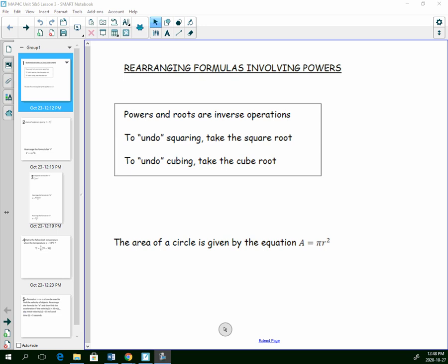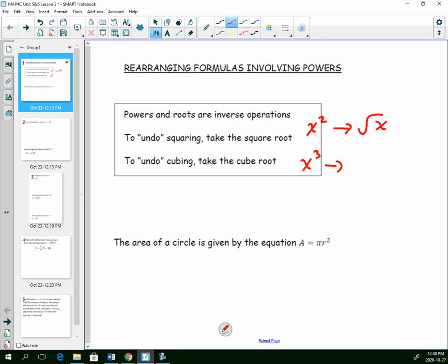Okay, so continuing on with rearranging formulas, we want to look at formulas that perhaps have some powers in them. So keep in mind that powers and roots are inverse operations. They undo each other. So for example, if I had a square, then a square root would undo that operation. If I had a cube, then a cube root would undo that operation, and so on. If I had power 4, then I could do the fourth root.